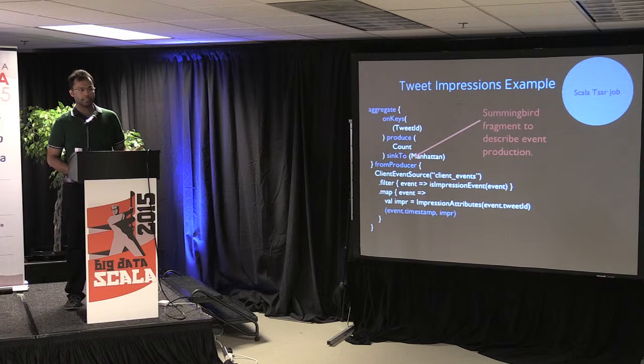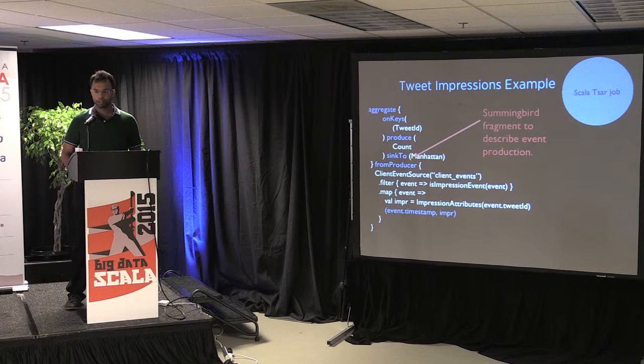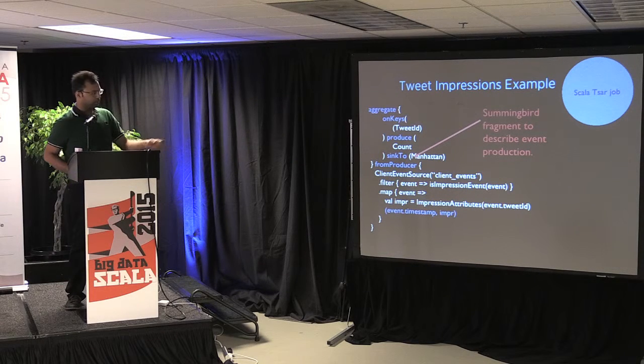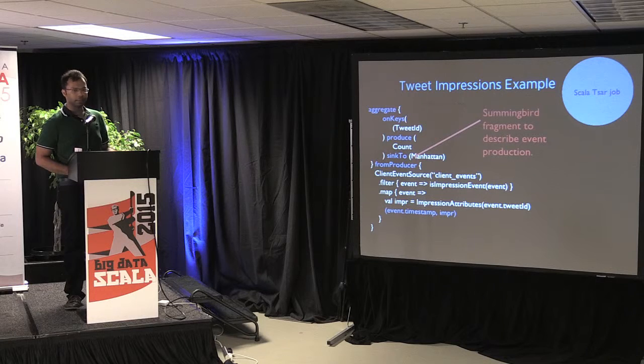Now, every event is getting sent. So favorite events, retweet events, reply events. In my description of my application, I only care about impression events. So I first filter down to impression events by calling an is impression event library or helper function. And then I produce the event, where the event that I'm producing is I only extract the tweet ID.